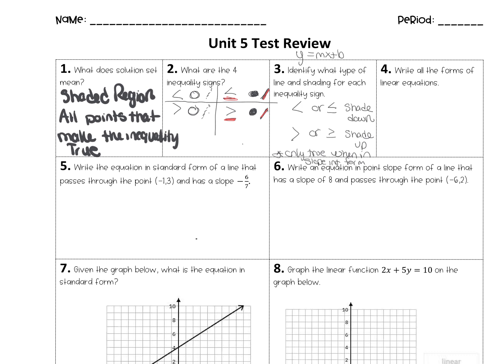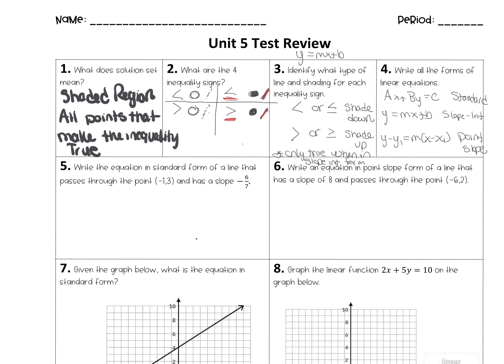So the forms are ax plus by equals c, that's standard. All of these are on your formula sheet. y equals mx plus b, which is slope intercept form. And then y minus y1 equals m times x minus x1, which is your point slope form.